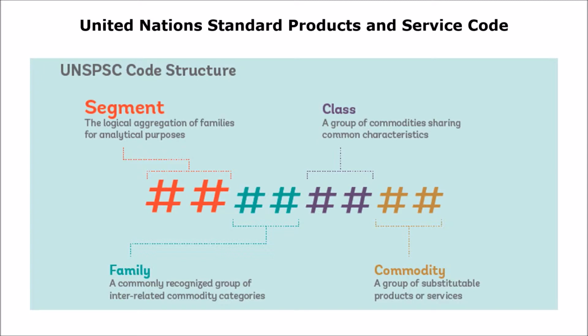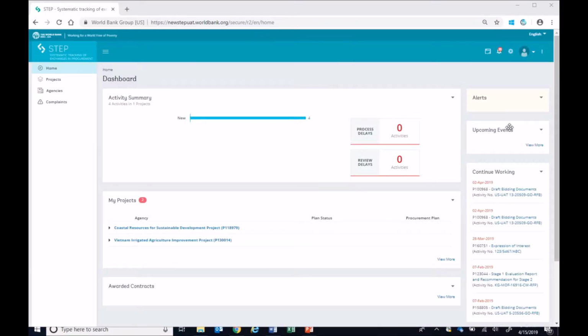For most purposes, the first 3 levels will be sufficient, and you will be able to specify the nature of what is being procured. Only goods activities require all 4 levels to be entered. You can download the list of UNSPSC codes in an Excel file for your ease of reference.